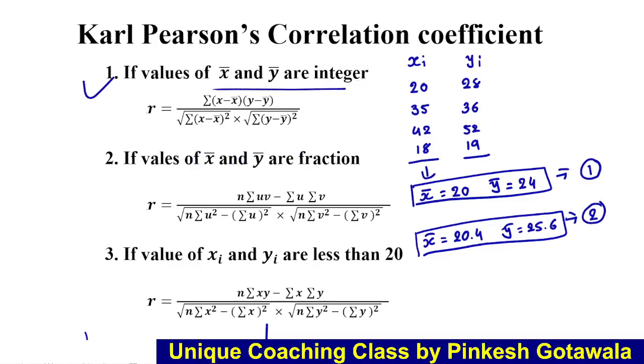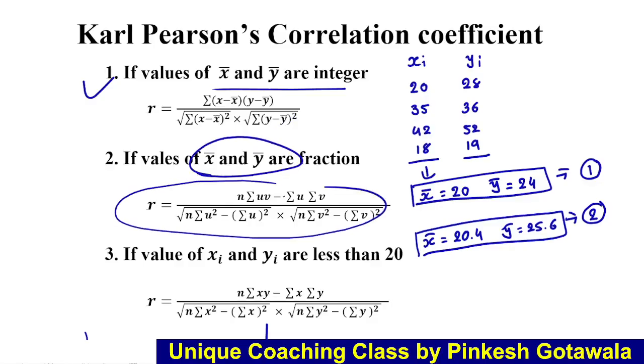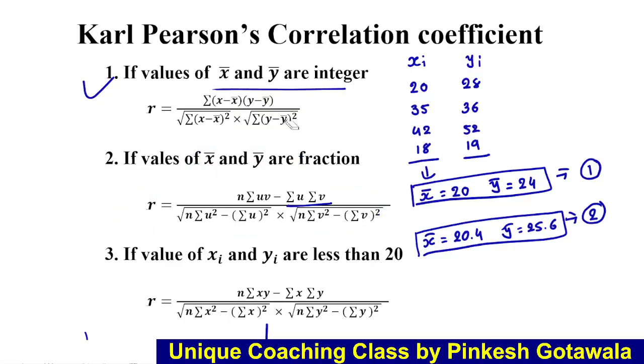If x bar, y bar are integers, meaning not in point, round amounts, then we apply this first formula: x minus x bar, y minus y bar, and in the root, x minus x bar whole square, y minus y bar whole square. And suppose x bar, y bar are fractions, meaning in point, then we should apply this formula: n sigma uv, and n sigma u square minus sigma u whole square. Clear?